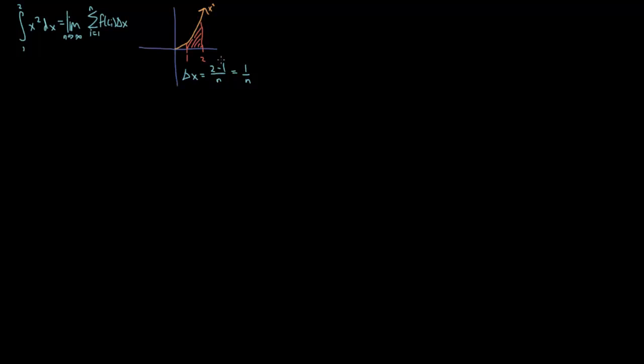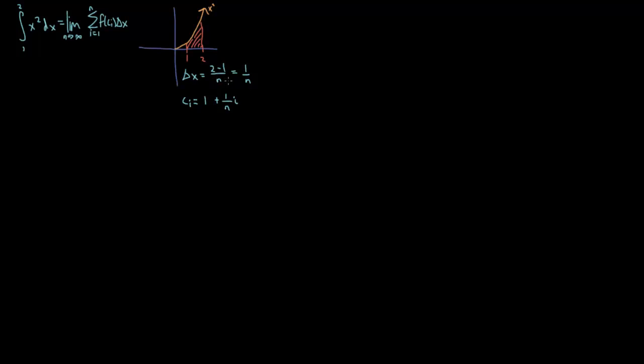Now we also need to talk about the endpoints of our rectangles. These are the c sub i's. For a right-hand endpoint, which I would advocate using because they're easier to work with, c sub i is always given by a, which in this case is 1, plus delta x, which is 1 over n, times i. Okay? Now we could certainly write that as 1 plus i over n, which I'll do in the next step. So there's my c sub i's, there's my delta x.